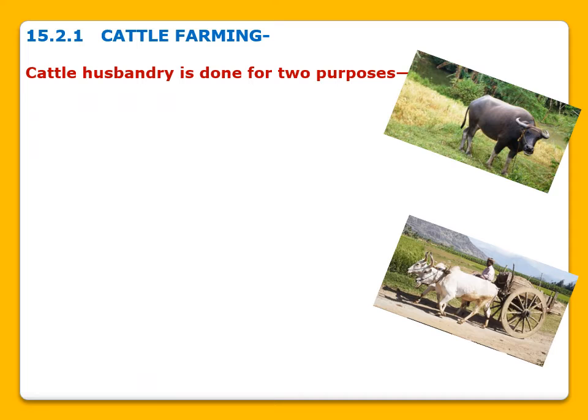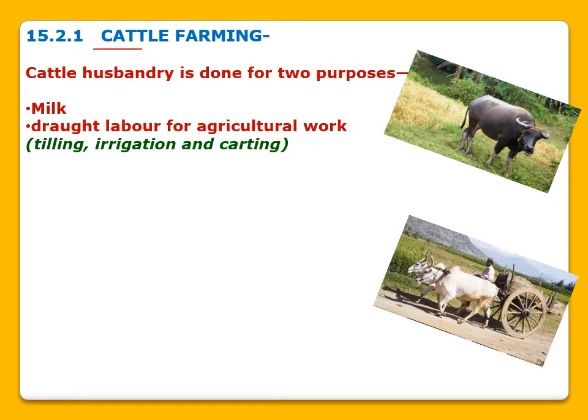Okay, topic animal husbandry. The first one is cattle farming. Actually, cattle husbandry is done for two main purposes, and that is to get milk and to get work from the animals for agriculture, like tilling, irrigation, and carting. So these are main two purposes for cattle husbandry.